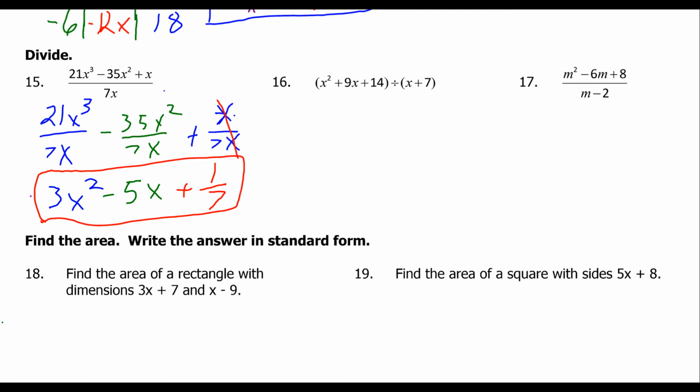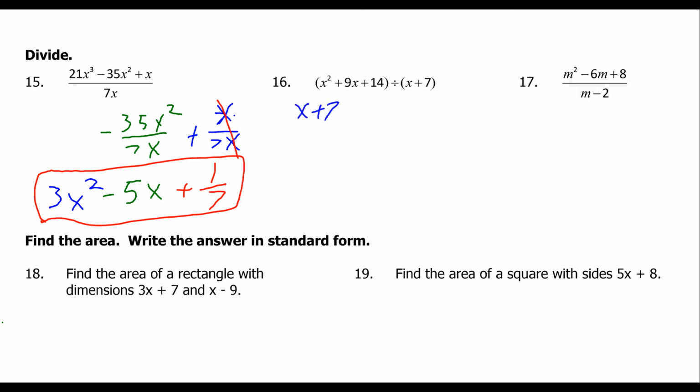Number 16 is one of those ones where we're supposed to be using that long division thing, okay? So I'm going to go ahead and run through one like that. So we're going to go x plus 7 into x squared plus 9x plus 14. Now I'm just going to take a wild guess and say that the answer is going to be x plus 2. I don't know. I just got a hunch.